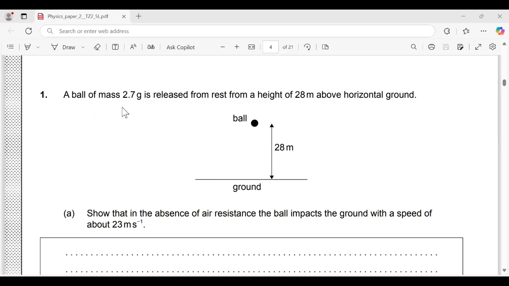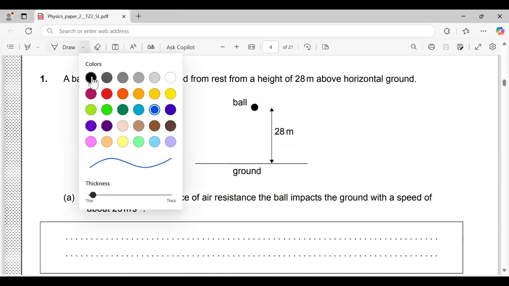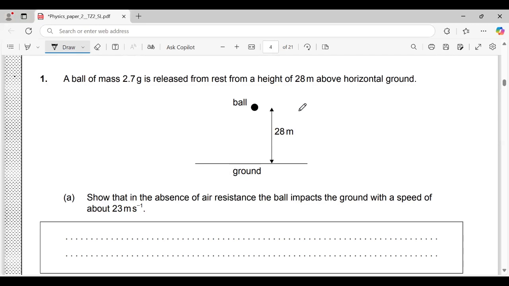Number one, a ball of mass 2.7 gram is released from rest from a height of 20 meters above horizontal ground. Show that in the absence of air resistance, the ball impacts the ground with a speed of about 23 meters per second. When the ball is in this position, it has potential energy with formula m times g times h. When this ball hits the ground, it has kinetic energy with formula half mv squared.